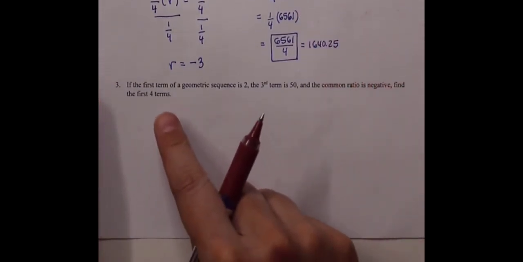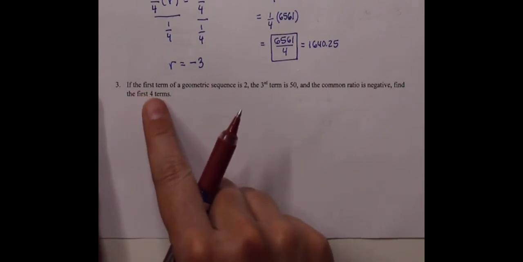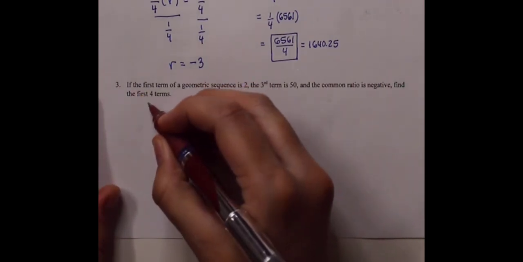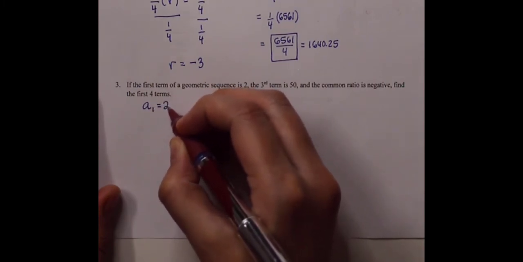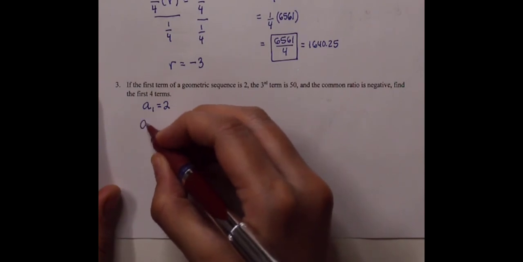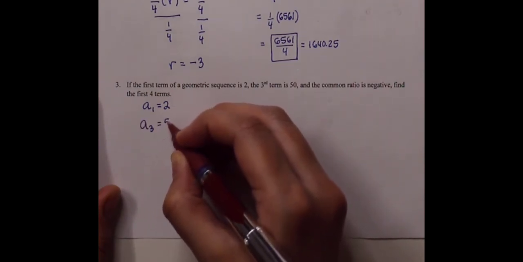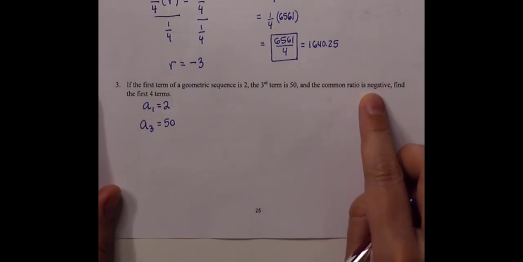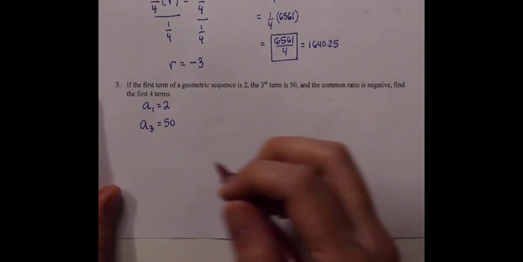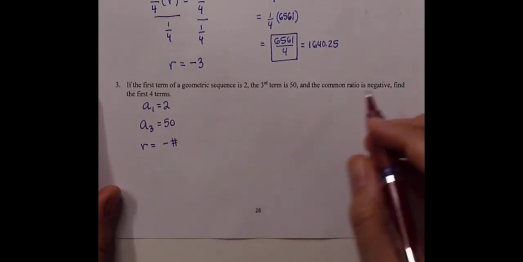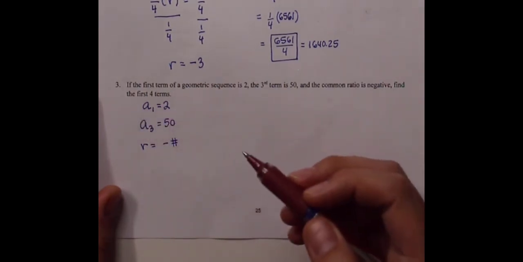Then let's go ahead and do the third part. If the first term of the geometric sequence is 2, so let me just write that down. a sub 1 is 2. The third term is 50, so a sub 3 is 50. And the common ratio is negative. So we don't know what number, but we know it's negative. So r is some negative number. Find the first 4 terms.